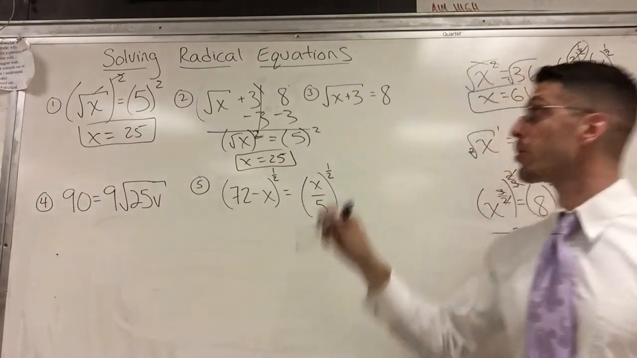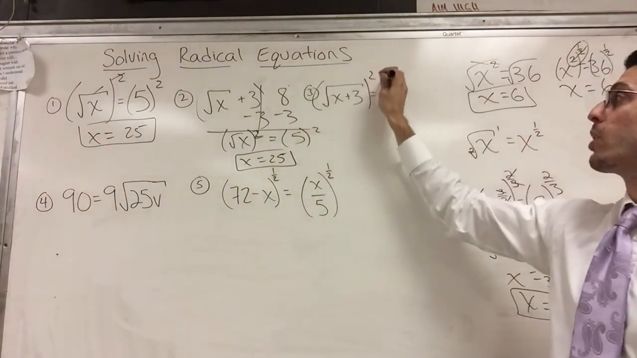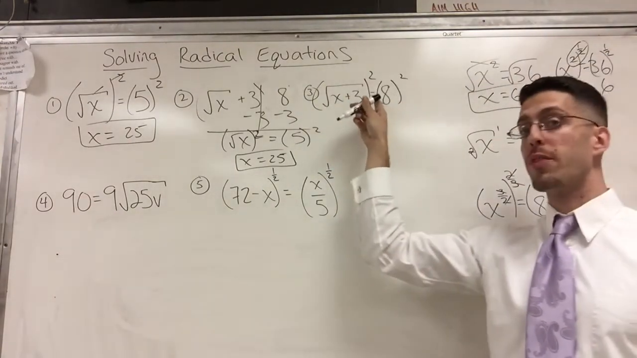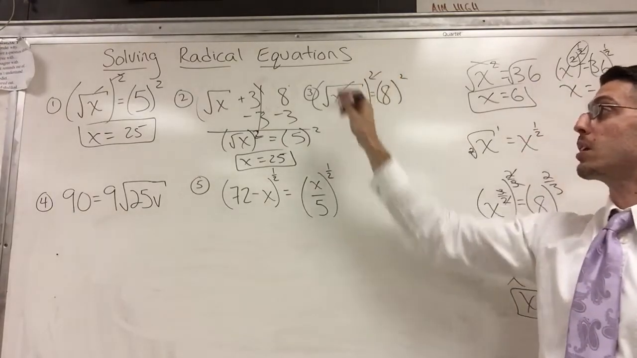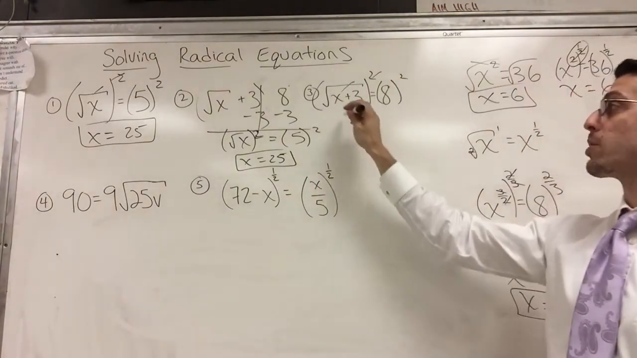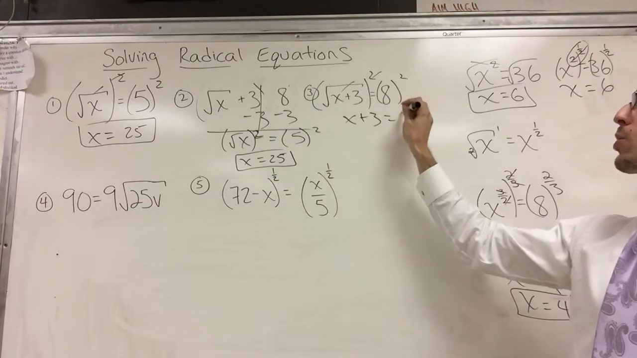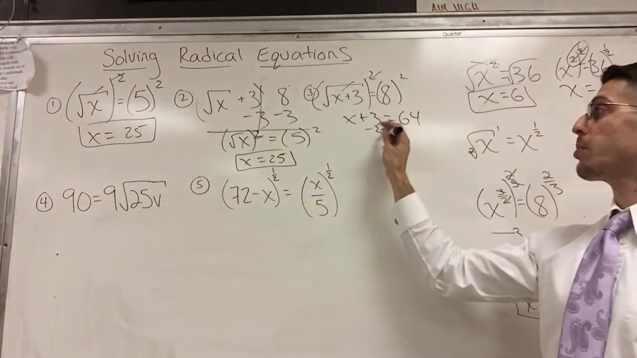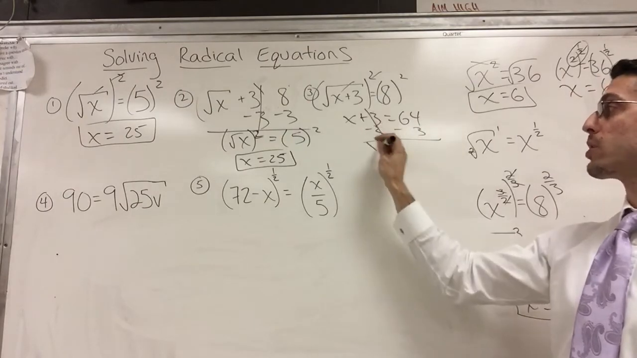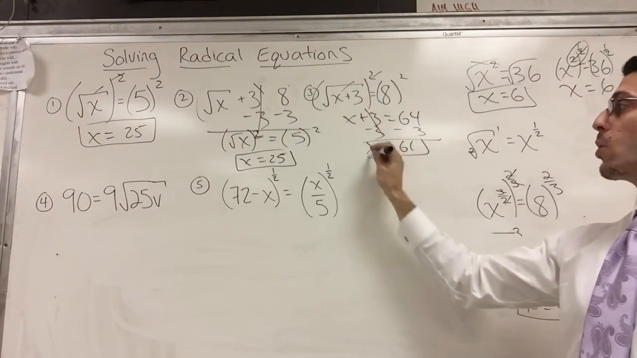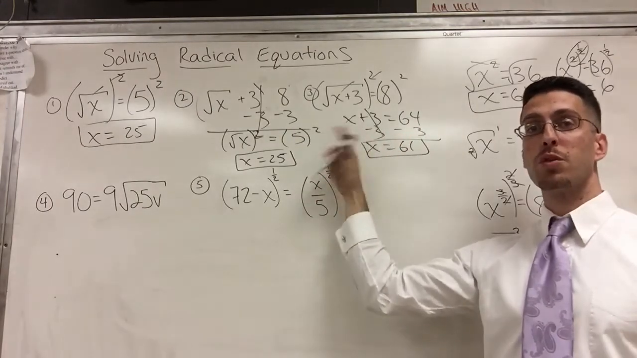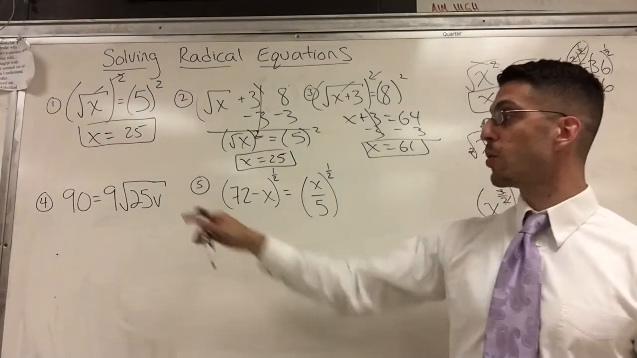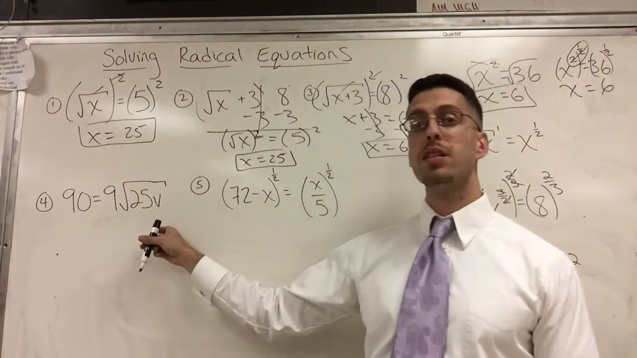I'm ready to square both sides. So now when I square both sides, I don't have to do FOIL because this immediately cancels with that. X plus 3 drops down equals, this time 8 squared is 64. Oh, that's a one-step equation. Now I can subtract 3 on both sides and x equals 61. So please understand the difference between these two questions. Let's go. Next one. Is the variable isolated?